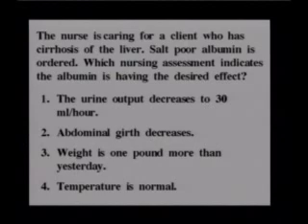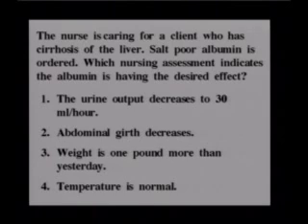Let's look at another question. The nurse is caring for a client who has cirrhosis of the liver. Salt-poor albumin is ordered. Which nursing assessment indicates the albumin is having the desired effect? Number 1, the urine output decreases to 30 milliliters an hour. Number 2, abdominal girth decreases. Number 3, weight is 1 pound more than yesterday. And number 4, temperature is normal. And the correct answer here is number 2, abdominal girth decreases.